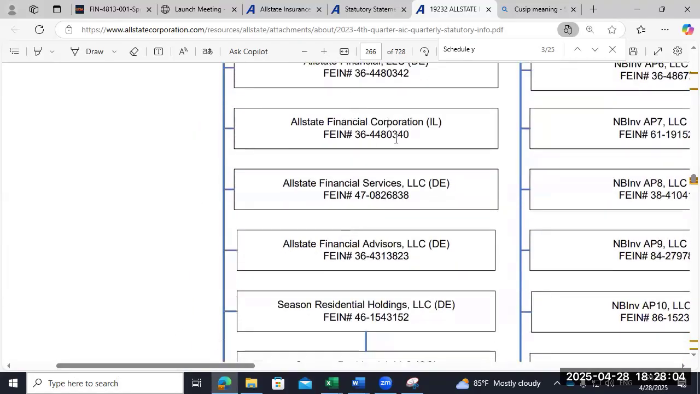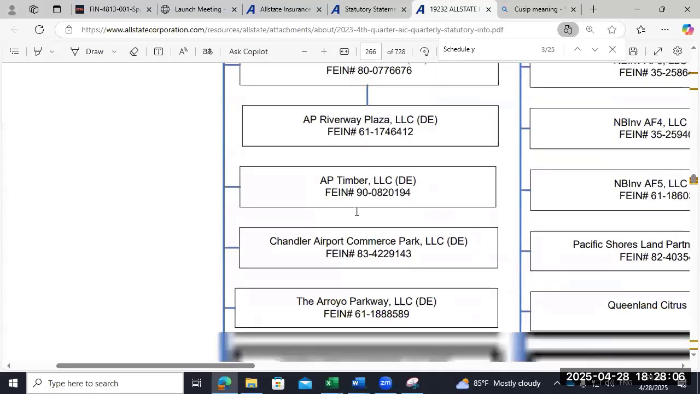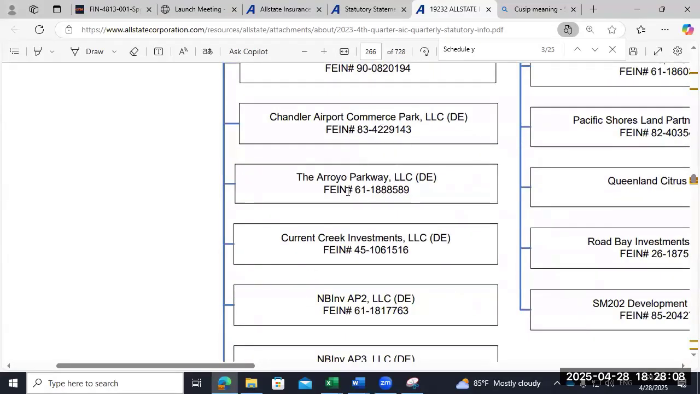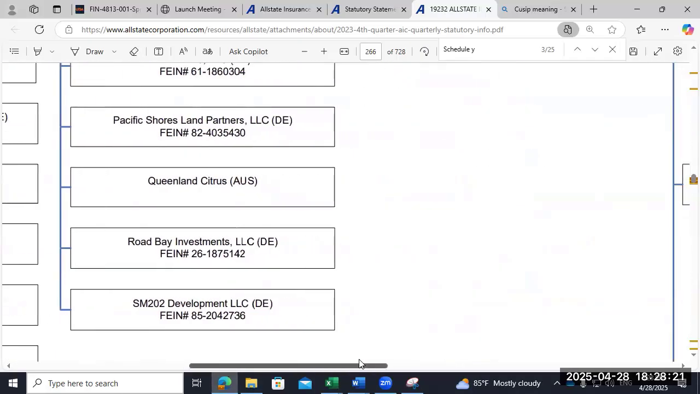AMCO, Allstate Financial Corporation, just massive. Probably most of these companies have 0 employees. They're just there as a shell. We had an annuity company in Life of New York that had no employees, but it had a bunch of business. It's just the nature of this.